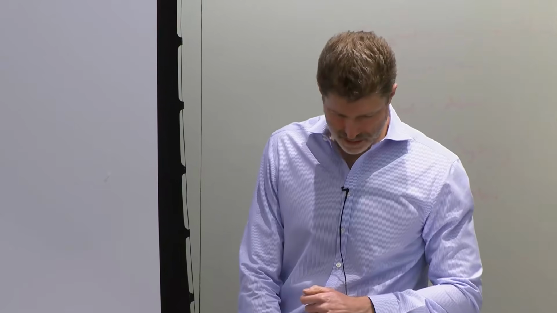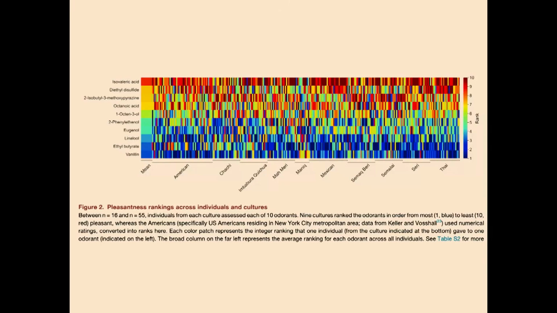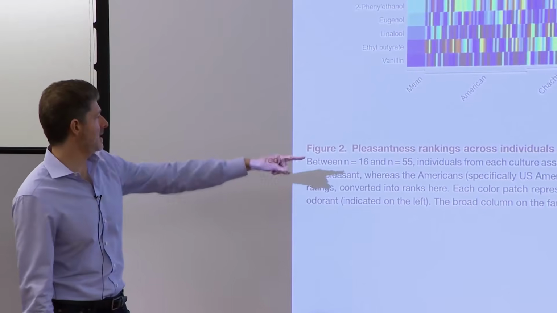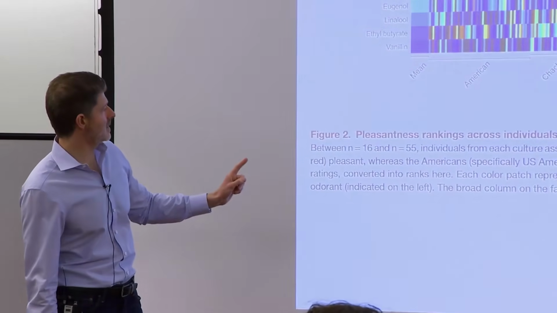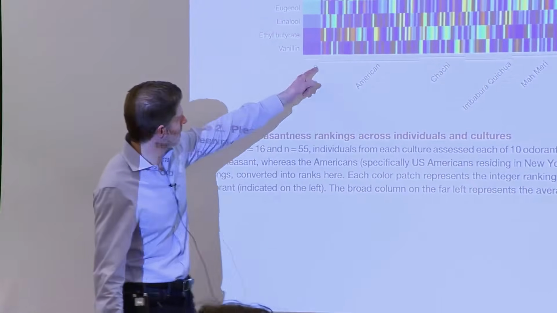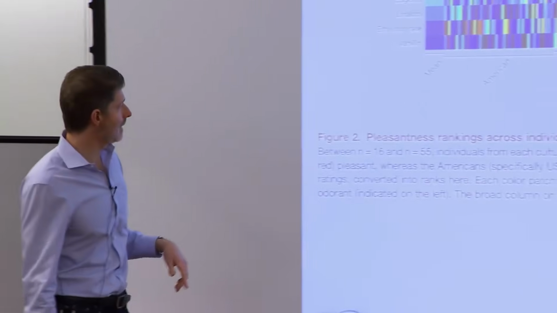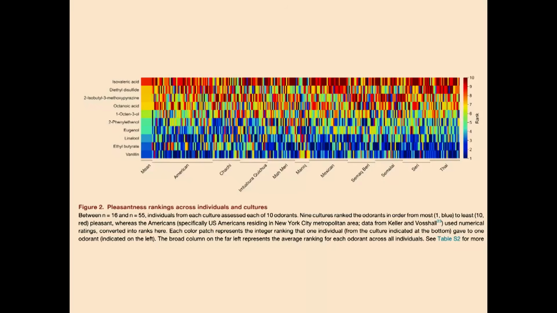Okay, and so here are the results. There were about 10 different odorants that participants had to smell. In every different culture, there was some number of individuals. Every individual is a column here. The color is the ranking of the odor. They ranked the odorants in order from most pleasant, that's 1, in blue, to least pleasant.